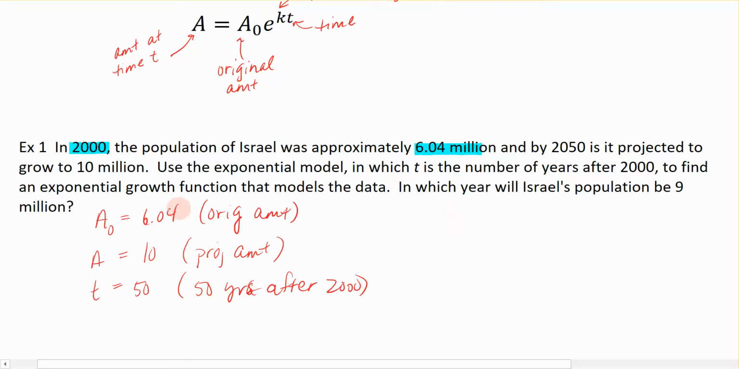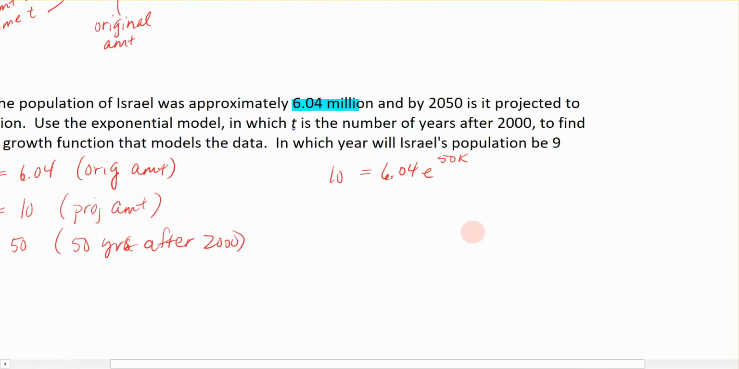So let's replace this stuff into our model. I have 10 is equal to 6.04 e to the 50 times k. And so I just wrote 50 in front of k. Now k again is the part that I'm actually solving for.